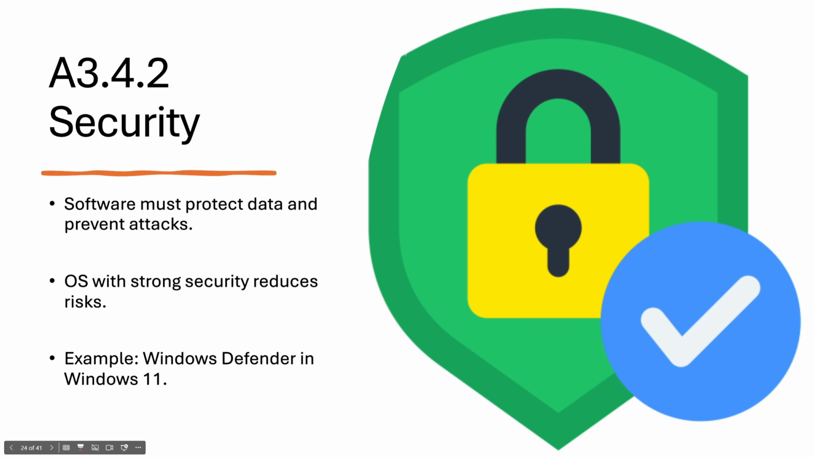Next, we have security. So software must protect data and prevent attacks. Operating system with strong security reduces risk. Example, Windows Defender in Windows 11. Windows 10 has now been discontinued as of November 2025, which means that installing Windows 10 on any machine that's going to be used by people to access the internet, you're never going to get any more updates for security. So it's probably not the best thing to keep using that operating system.